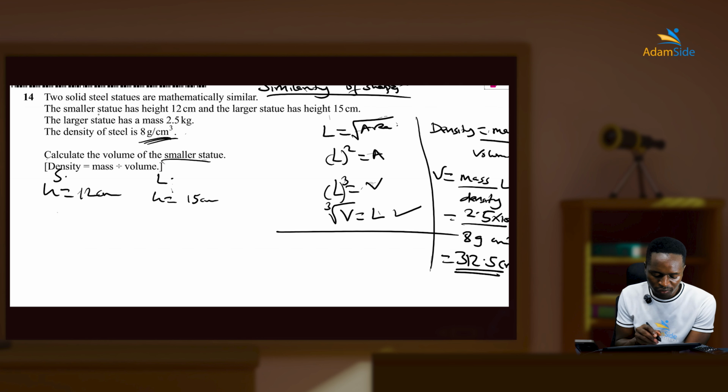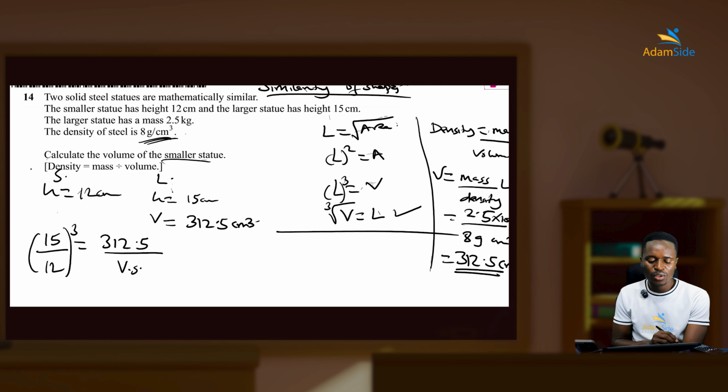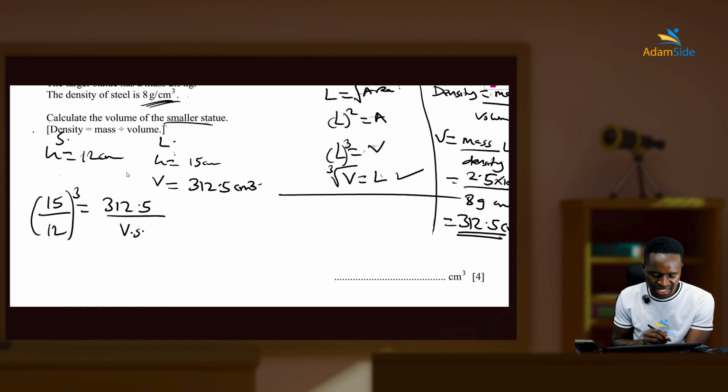Now we have the volume of our large statue because the mass was that one. So it's easier. The volume of the large statue is 312.5 cubic centimeters. Now we say the height of the large, 15, divided by the height of the smaller should be equal to the volume of the large, which is 312.5, divided by the volume of the smaller. We don't know the volume of the smaller, but remember this one has to be cubed because they are only heights. It has to be cubed for us to be able to compare and say they are equal.